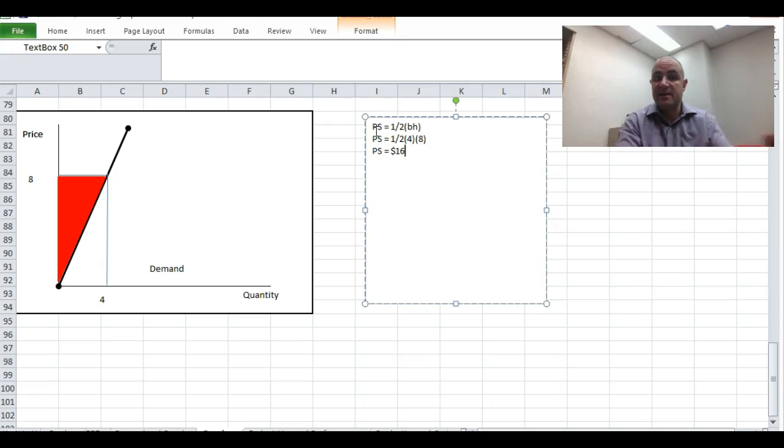And this is in the entire market. So that's our producer surplus. Again, the benefit to the producers, the ones who sell the goods. And again, it's the difference between what they were willing to sell for, the supply, which is the marginal cost, and what they did sell for, the price.